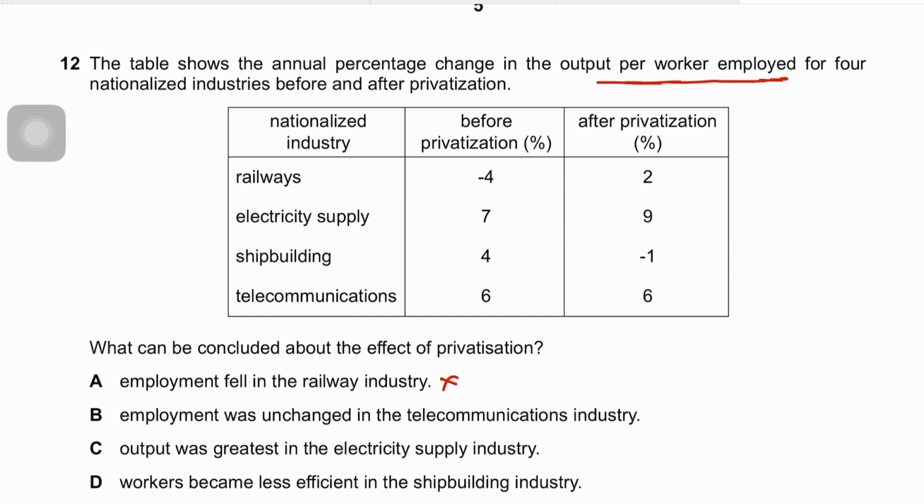Employment was unchanged in the telecommunication industry. Again, if you look at the telecommunication industry before and after privatization, we know that the output per worker in the telecommunication industry remained constant at 6%. Now this is output per worker, so it's suggesting a stable productivity before and after privatization. That is, your productivity is stable or constant, and this is again not giving us information about employment levels.